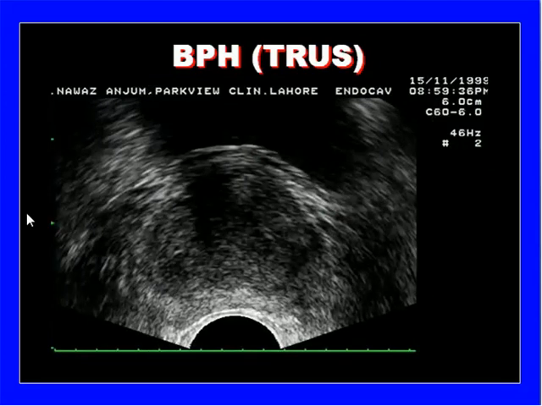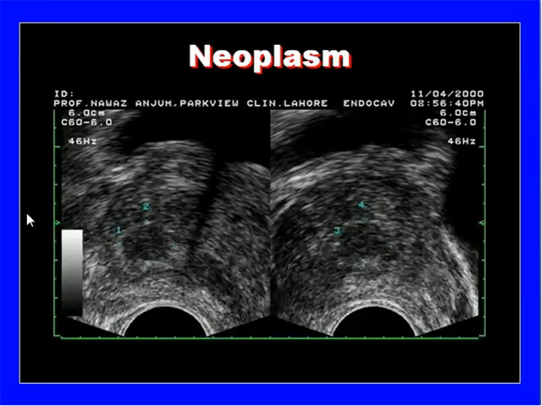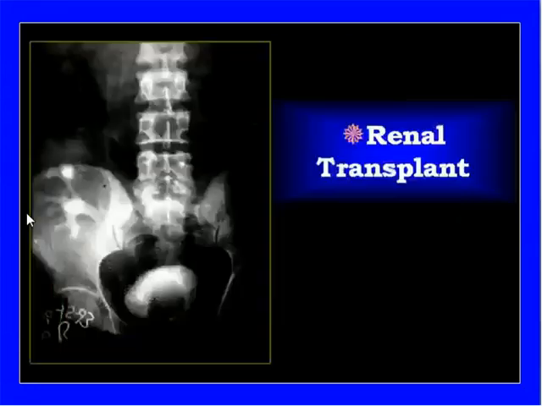Another case, this is transrectal ultrasonography. The study of choice to look for the prostate and prostatic diseases is transrectal ultrasound. Now, prostatic neoplasm. In the left of the screen, you can see a small rounded hypoechoic area which is significantly different from the rest of the normal prostatic echo pattern. This is a small prostatic neoplasm.